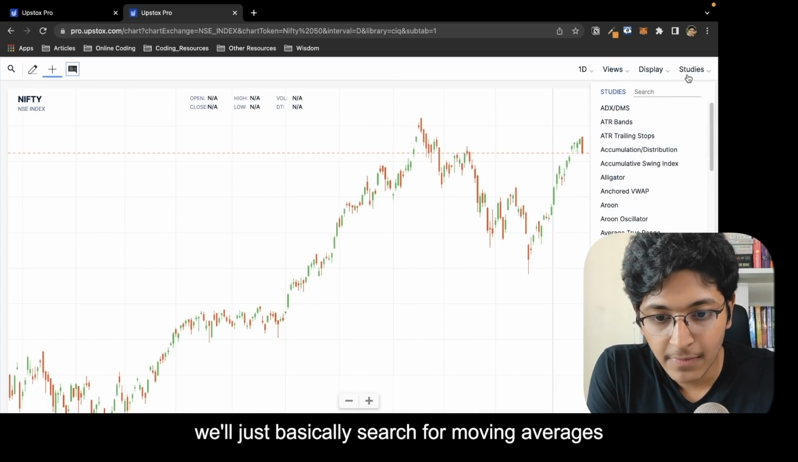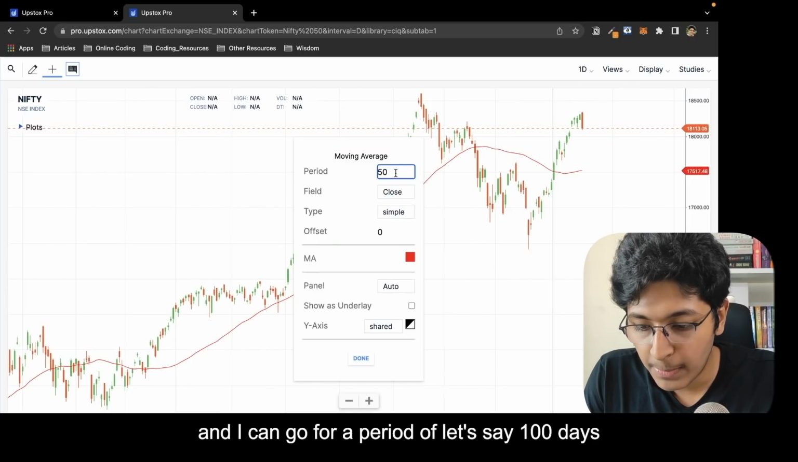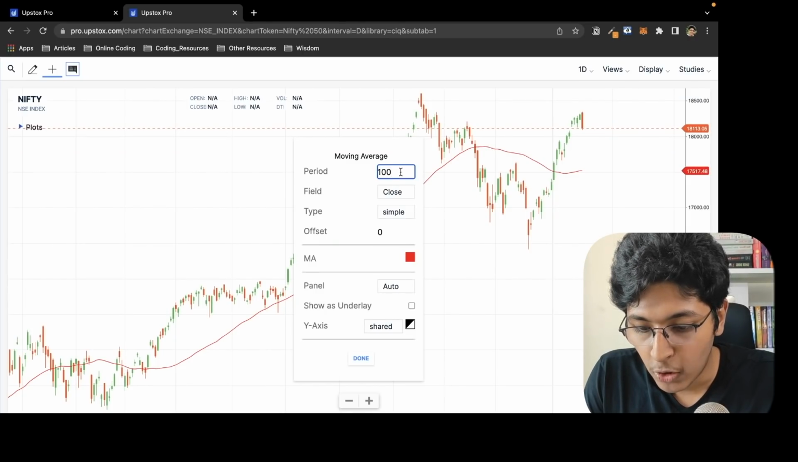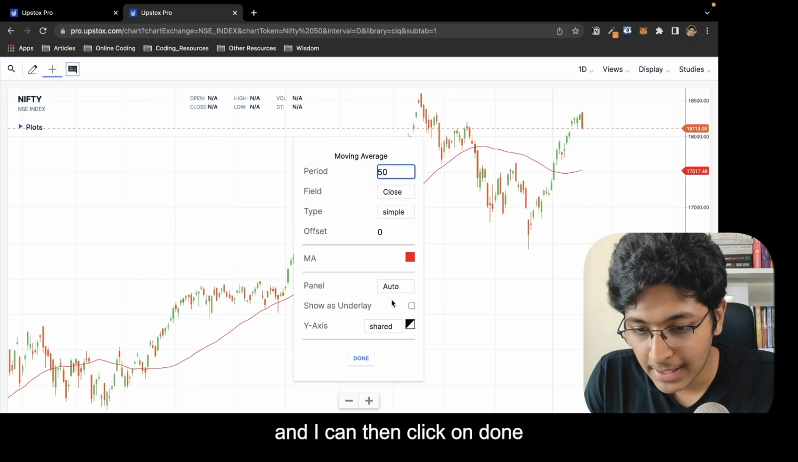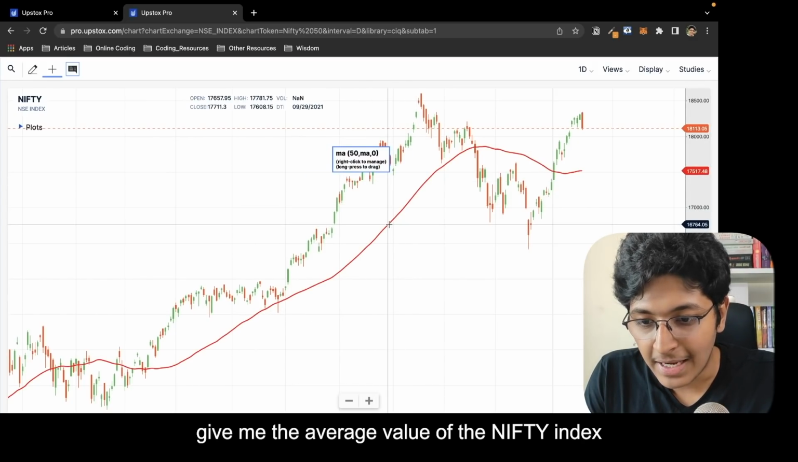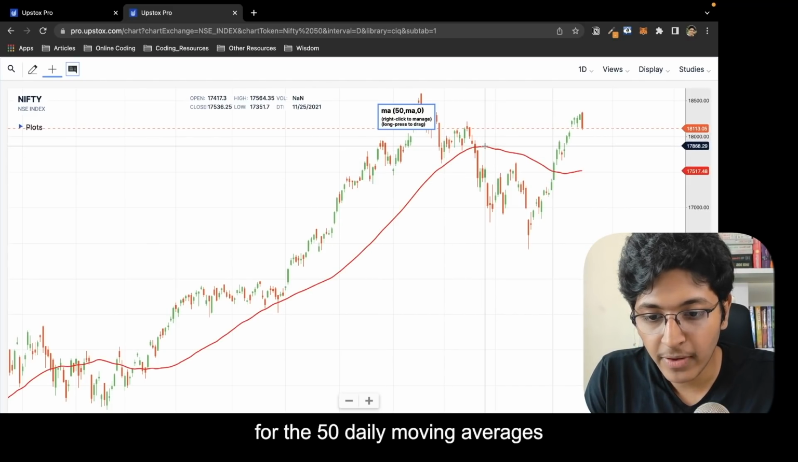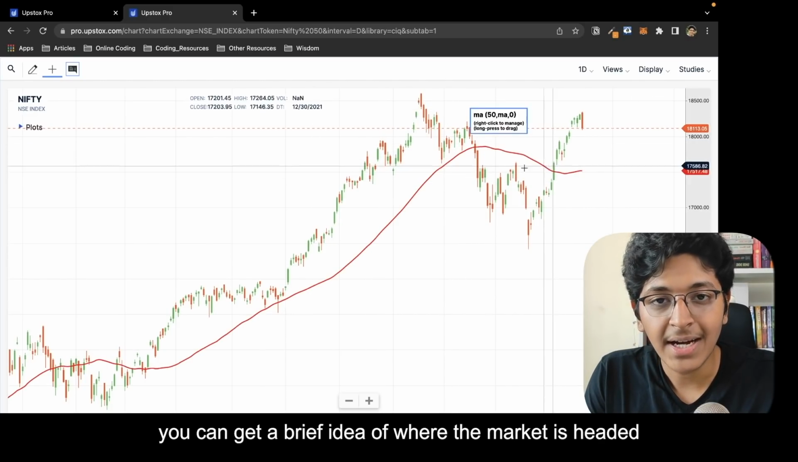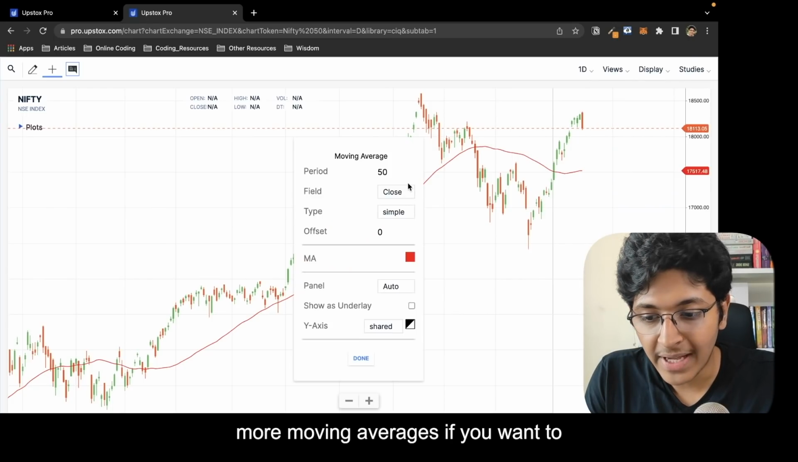What we will do is search for moving averages, and I can go for a period of, let's say, 100 days, or let's just go with 50 for now. This is the 50 daily moving average, and I can then click on done. And as you can see, this is going to give me the average value of the Nifty index for the 50 daily moving average. You can get a brief idea of where the market is headed with the help of this.